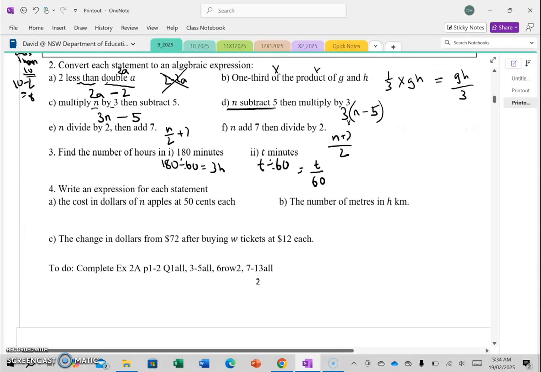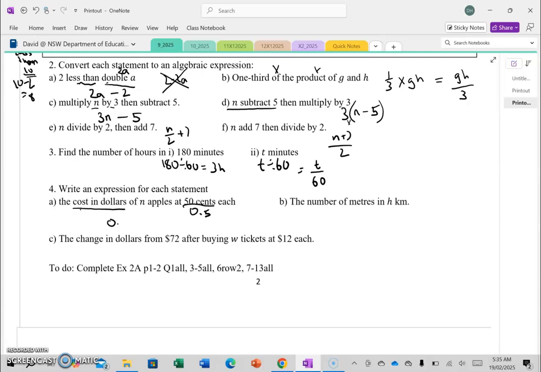Question 4. Write an expression for each statement. The cost in dollars. N apples at 50 cents each. Now 50 cents is the same as $0.5. And there's n apples, so I just need to multiply 0.5 times n, or you can also write 0.5 is a half, so you could write n over 2, or a half of n.